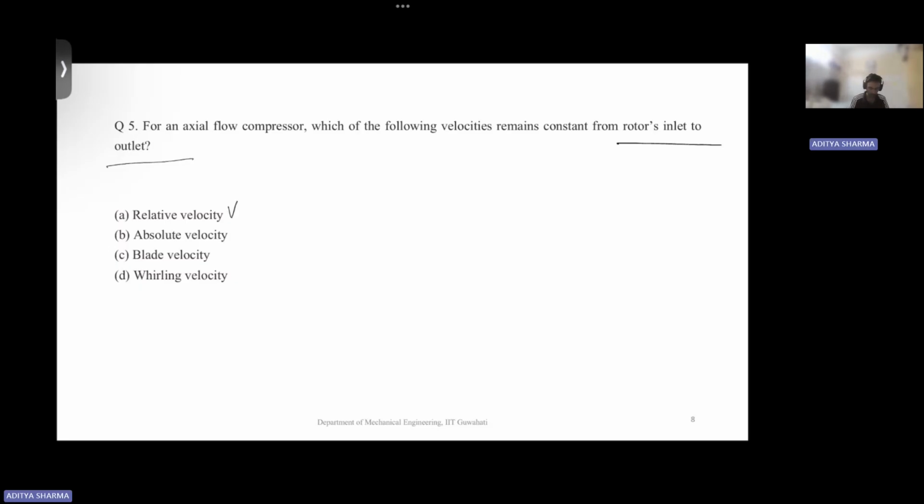The relative velocity is V from inlet to outlet, V1, V2, absolute velocity C1 to C2. Blade velocity U1, U2. This is CW1, CW2. So, which of the four is correct one?